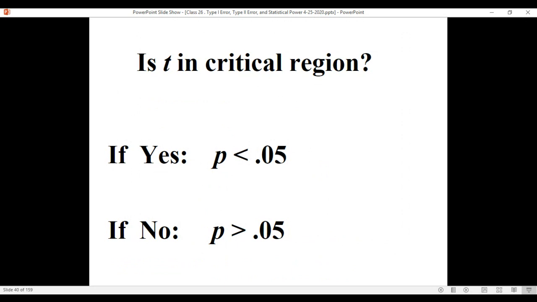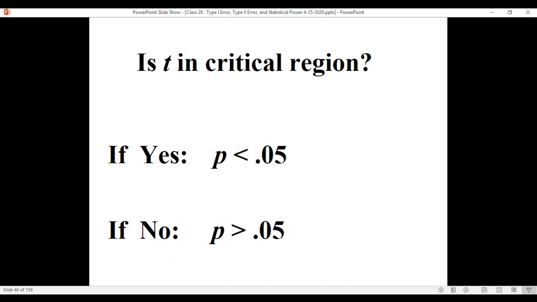Now, p is an abbreviation for probability. The probability of obtaining a t-score this large or larger if the null hypothesis is true. Now, let me put it another way. If the difference between the population means is truly 0, then the probability that the sample means will differ this much from each other is 5% or less.